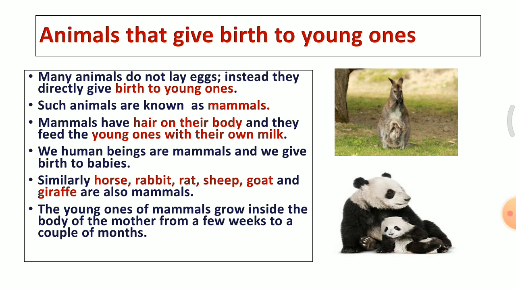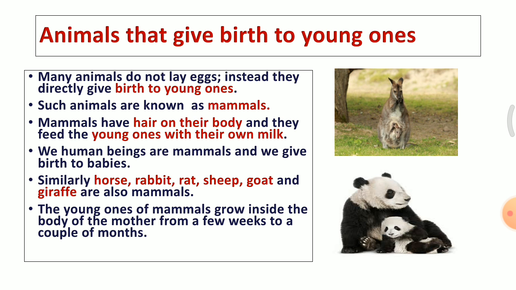The next one is animals that give birth to young ones. So you know that there are two ways of reproduction. One is laying eggs and another is giving birth to young ones. In laying eggs, we have seen birds, frogs, fish, reptiles, and insects. Now we are going to the second way of reproduction, that is, animals that give birth to young ones.